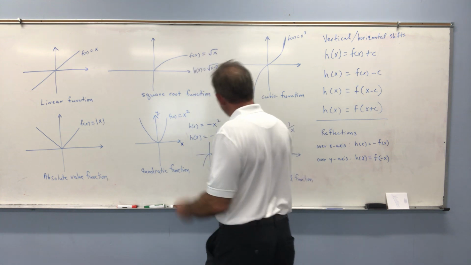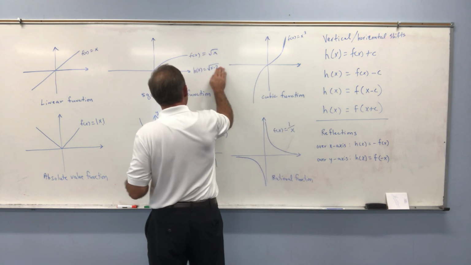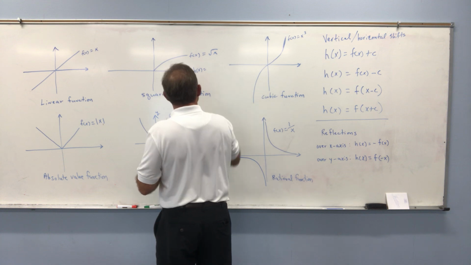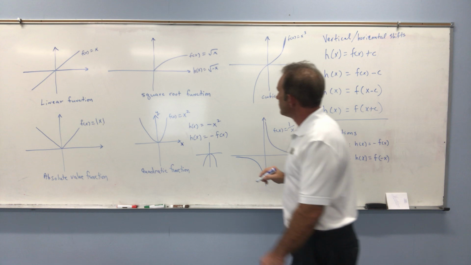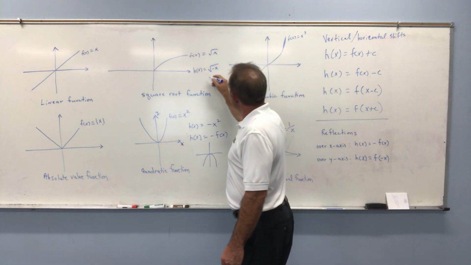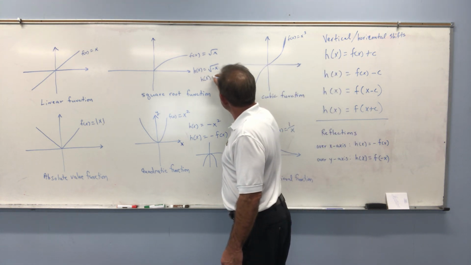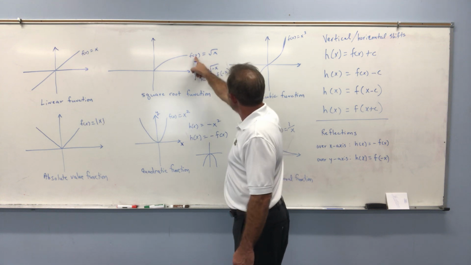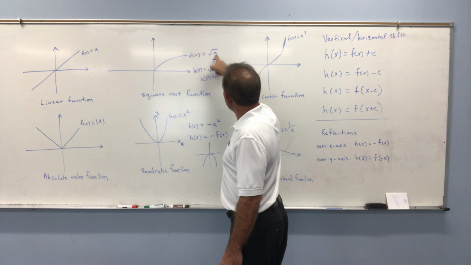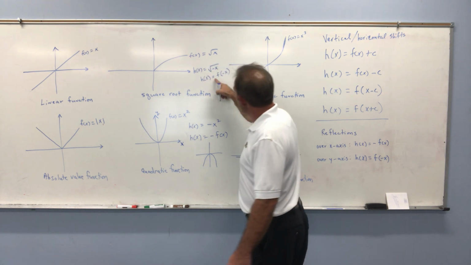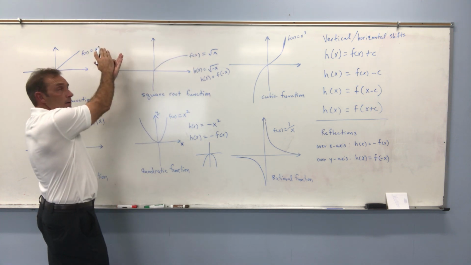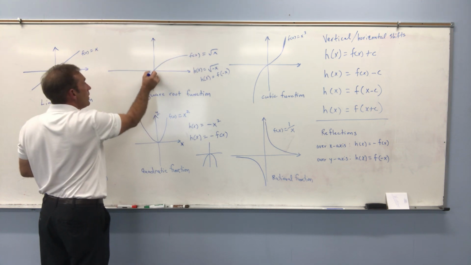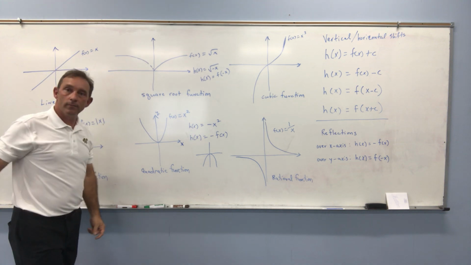So, for example, in the square root function, let's suppose h of x was the square root of negative x. In other words, h of x is the same as f of negative x. If you plug negative x in here, you would have the square root of negative x. So what that's going to cause is a reflection this way. So instead of going here, it would be going like this.